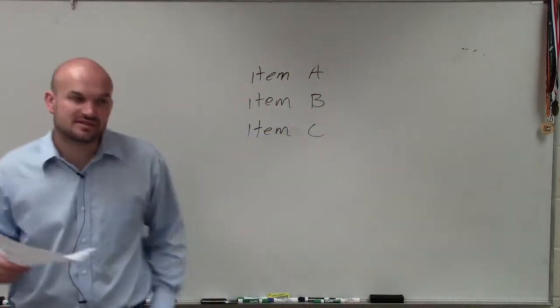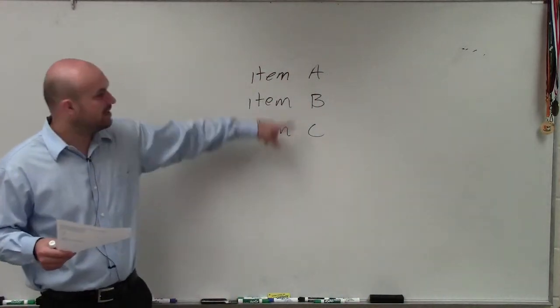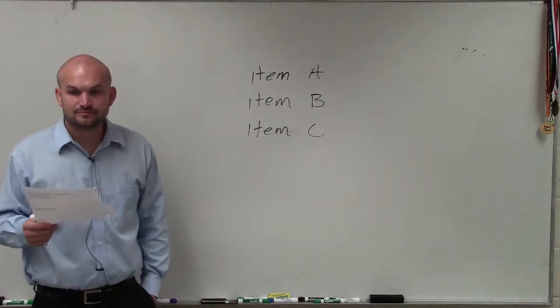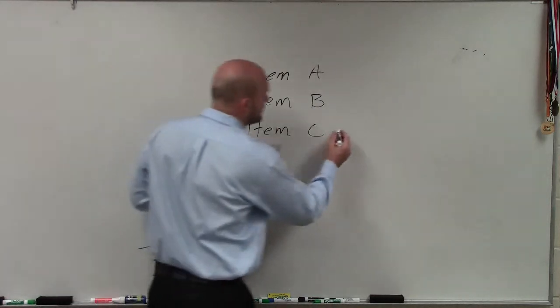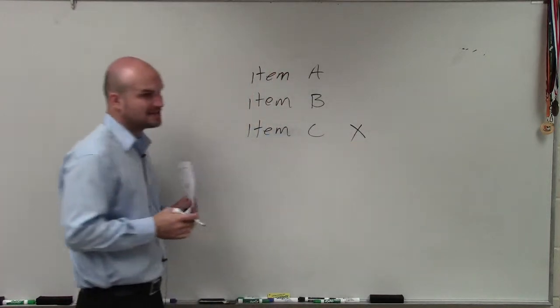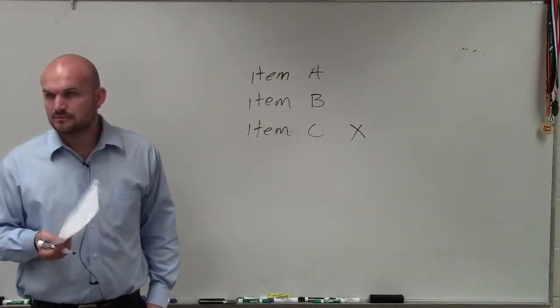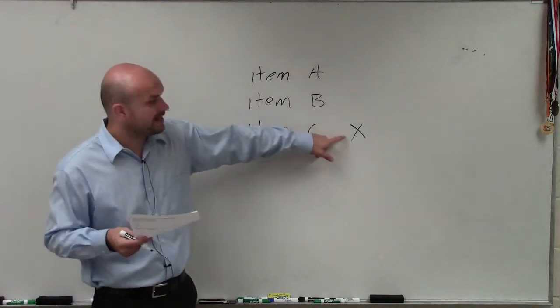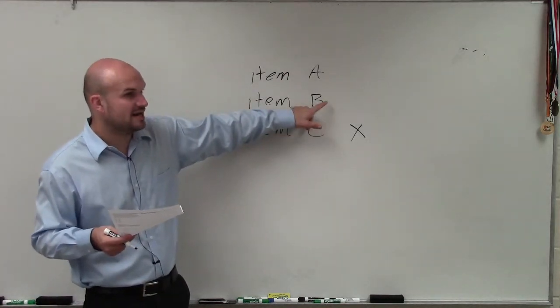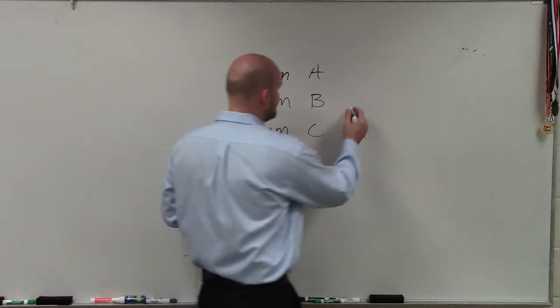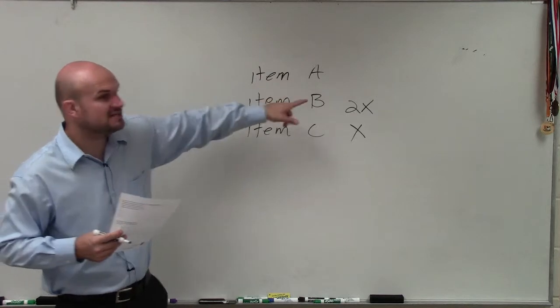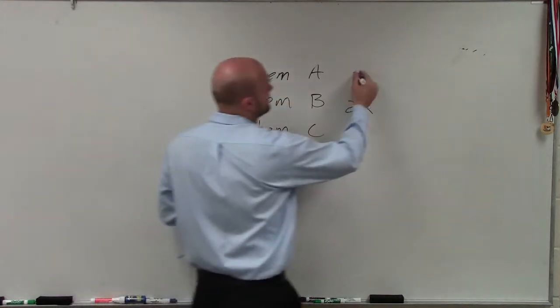If you look at that first sentence, out of these 3 items, what is the only item we have absolutely no information about? C. So guess what? I'm going to have C be my variable x. I have nothing to talk about with C. The only thing I know about item B is 2 times C. And the only thing I know about item A is that it is 4 more than B.